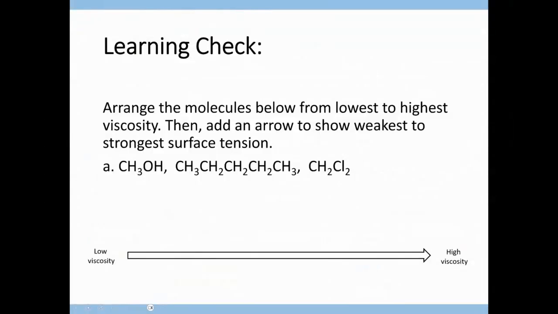In this learning check, we have 3 molecules. We have methanol, which we've already talked about in the previous learning check, pentane, and CH2Cl2. We're arranging these on a continuum from low viscosity to high viscosity. Once you arrange them, add another arrow that starts at the molecule with low surface tension and goes to high surface tension. I'll give you all a few minutes to get started on this.